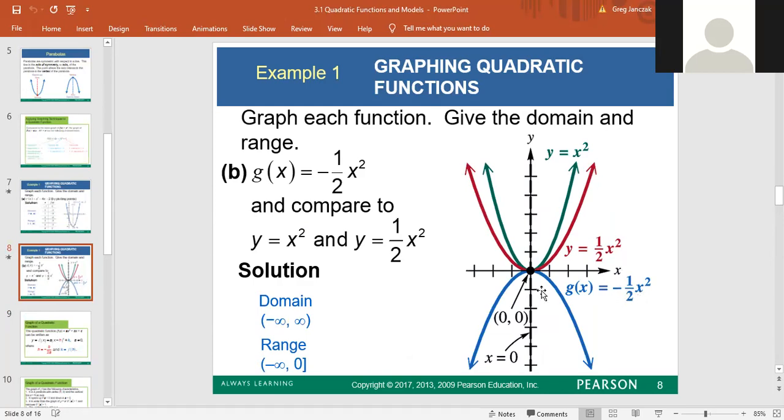Negative 1/2 x squared, because it's negative, it's going to open down. And so when it opens down, domain is still going to be negative infinity to infinity, but the range is going to go from negative infinity up to 0 and then back down again.